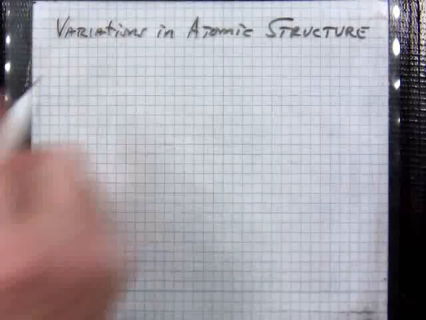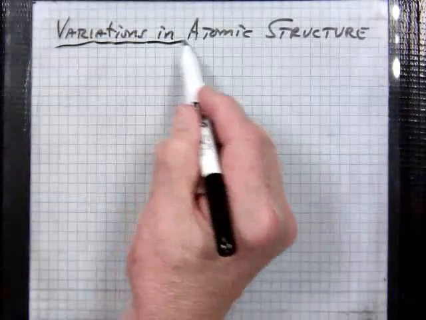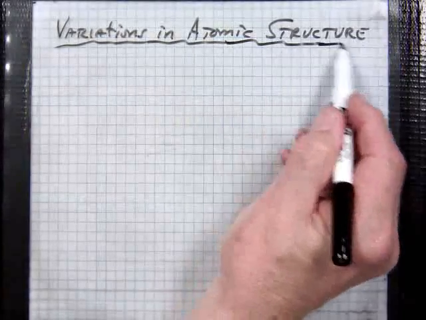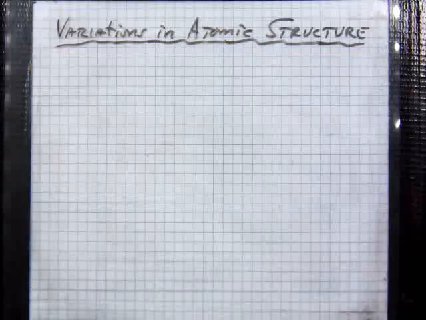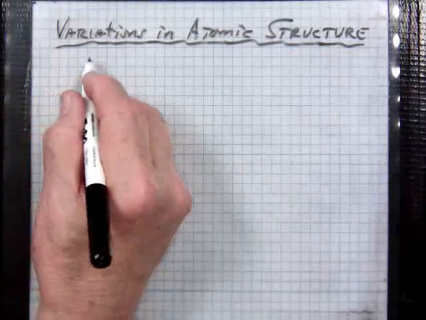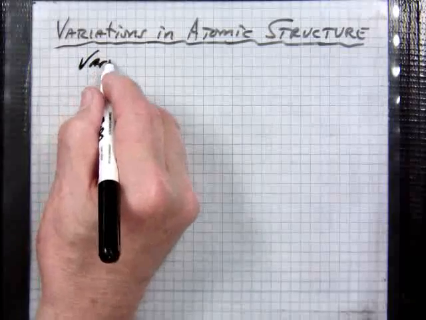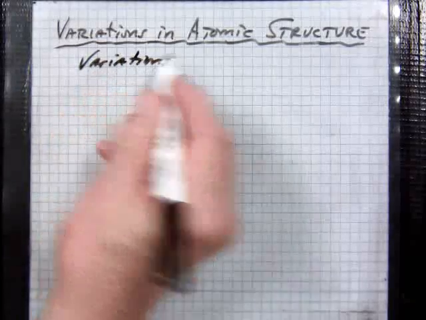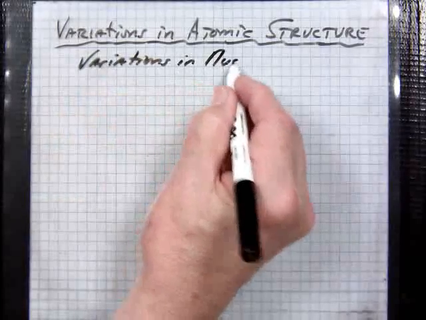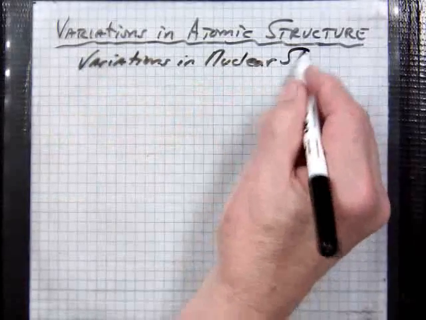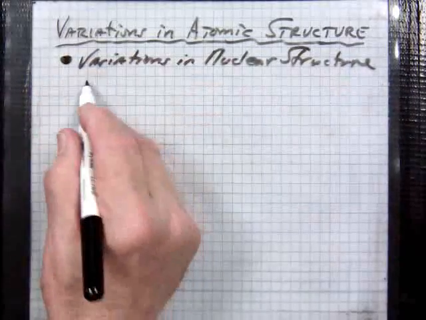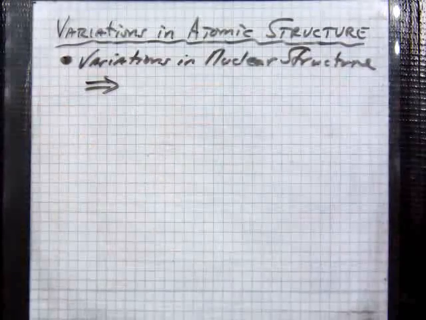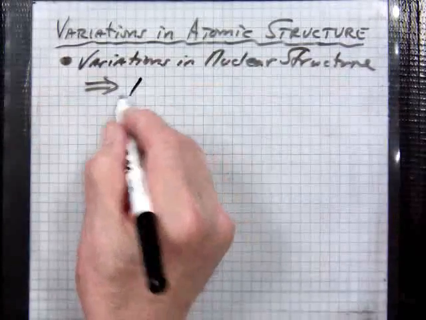Okay, variations in atomic structure implies we're talking about variations in the nuclear structure and variations in the electronic structure. When we talk about variations in the nuclear structure, we're talking about isotopes. The term is isotopes.